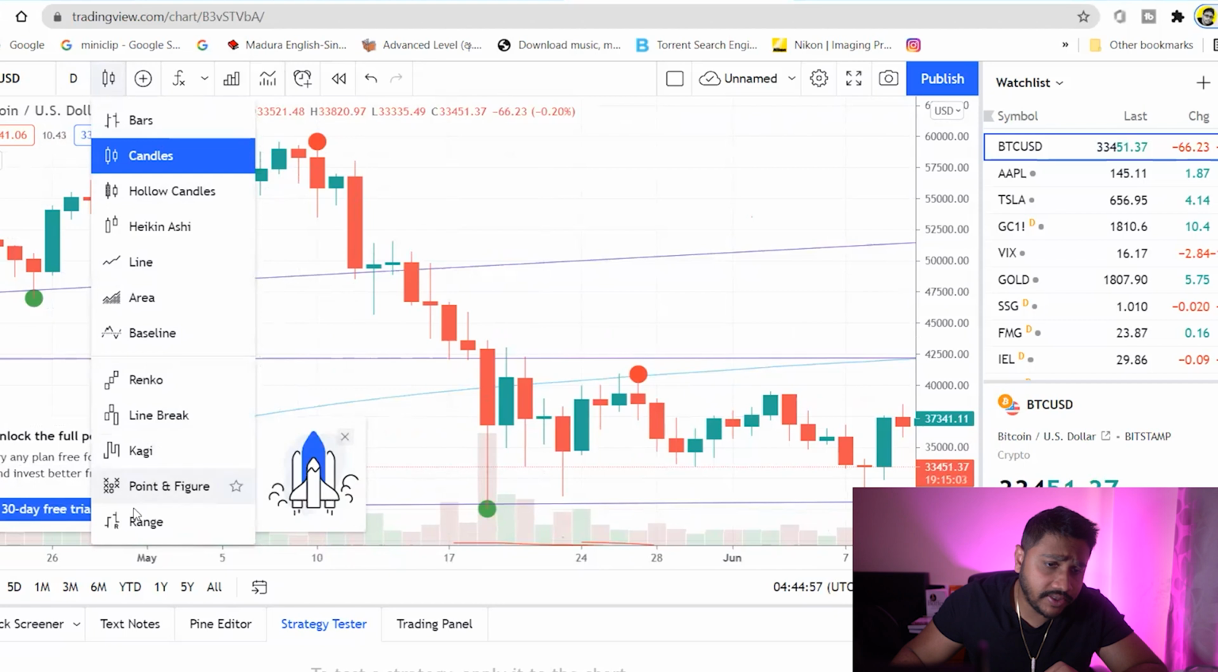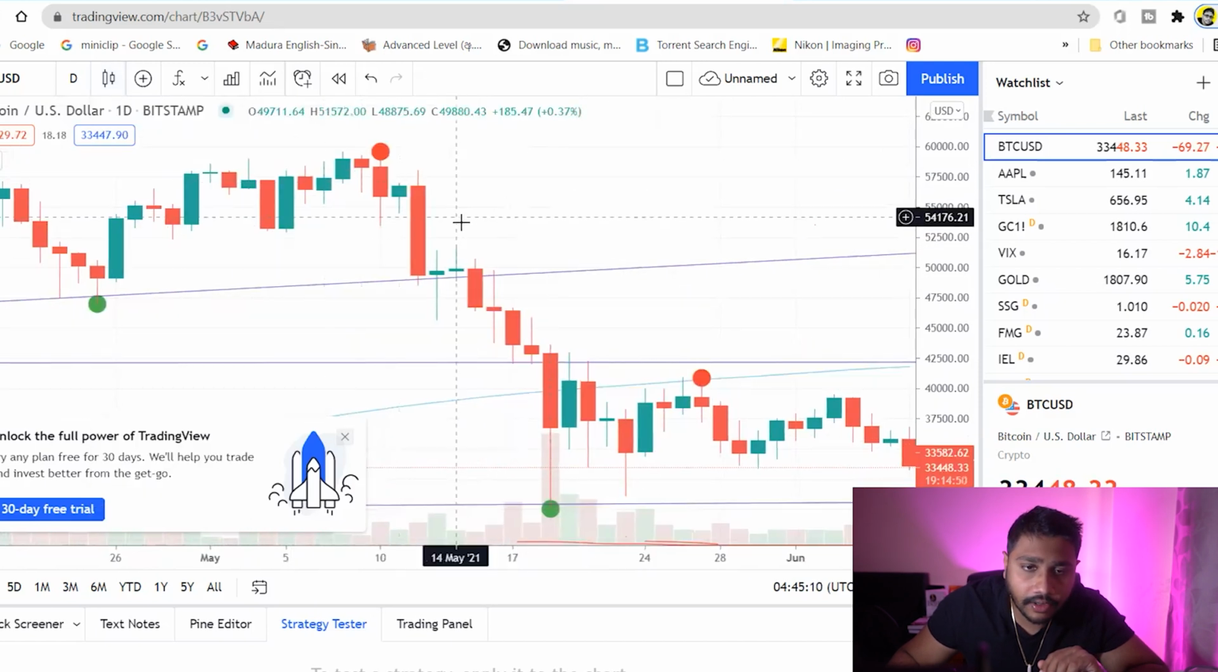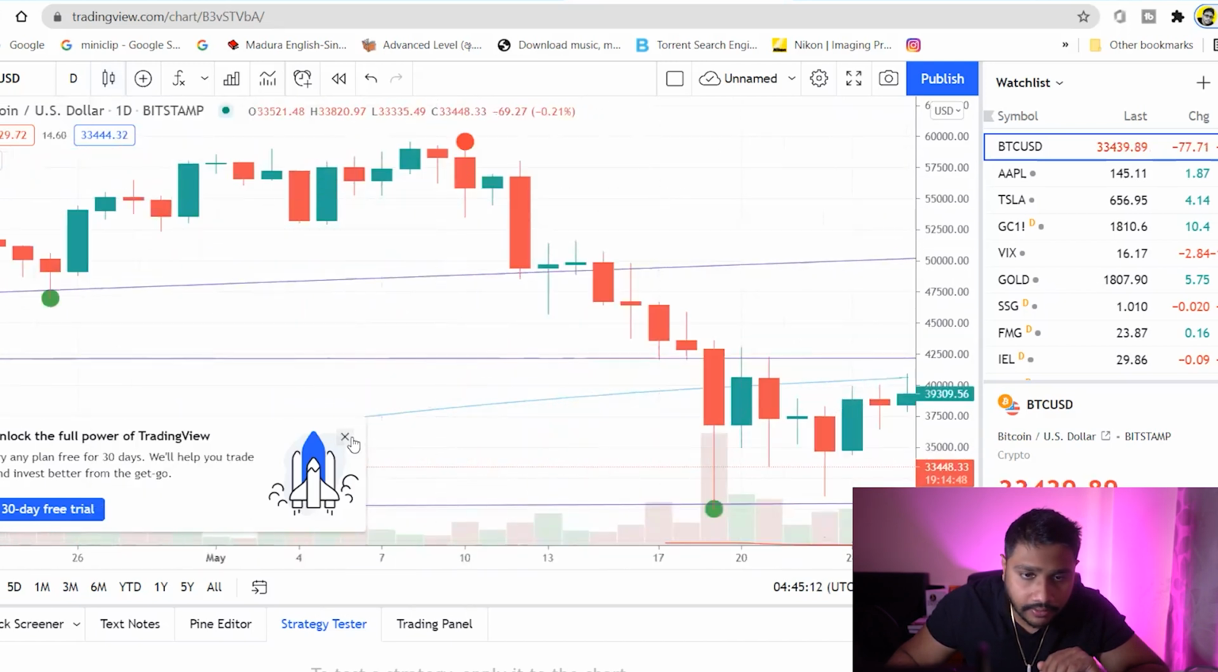I actually don't use these other types. I only use bar charts. I'll teach you guys how to do bar charts as well. They're very simple, just like candles. They show pretty much the same amount of information. So like I told you, this candle over here.